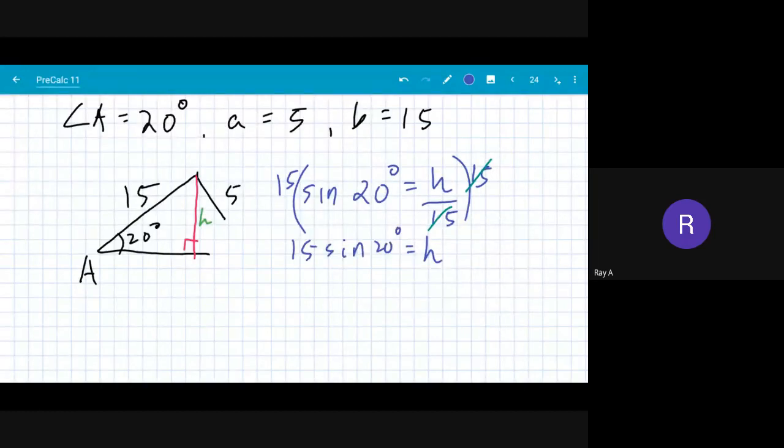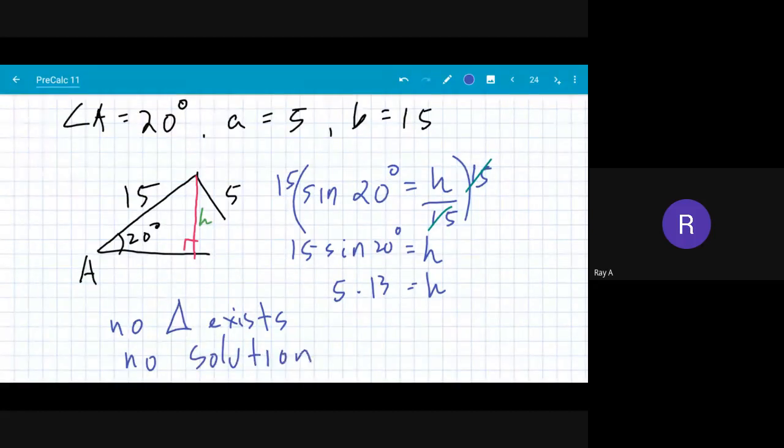And if you use your calculator, you will see that h is 5.13 or something close to that. Now that we have found h and we are comparing it to side A, we see that h is longer than side A. What does that tell us? Side A, which is 5, is not enough to create a triangle. In this case, no triangle exists. Therefore, there is no solution.